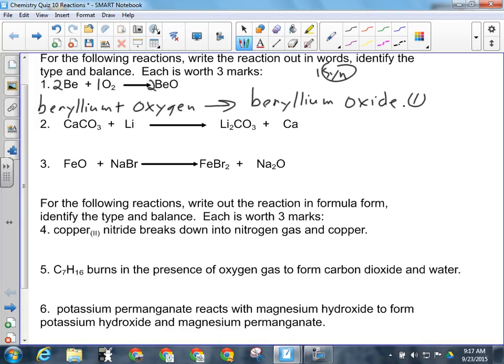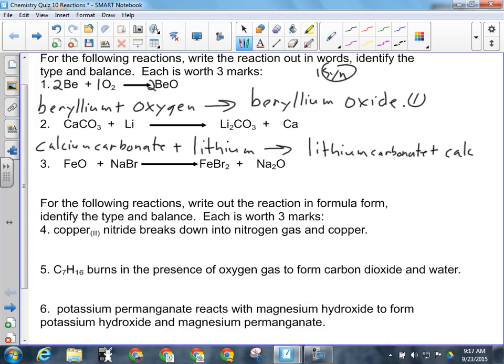Okay. For number 2, I've got an ionic compound, calcium carbonate. It's reacting with a metal, lithium, and that is forming lithium carbonate, an ionic compound, and leaving an element, calcium, by itself. Okay, so 1 mark if they have that. What kind of reaction is that? Single replacement. 1 mark for single replacement.